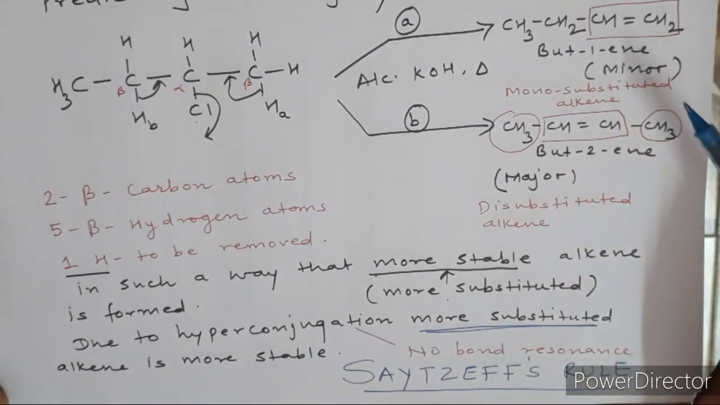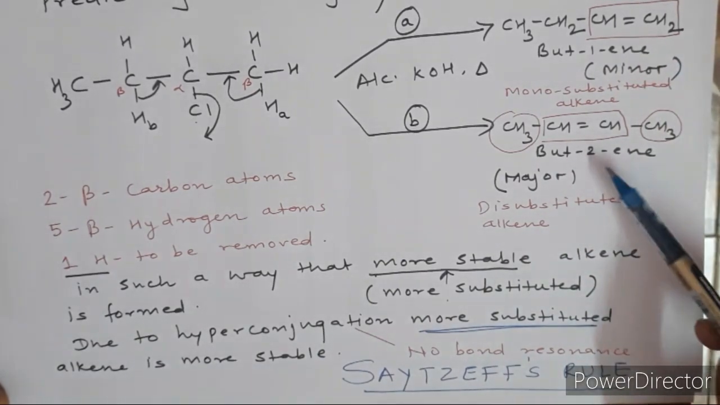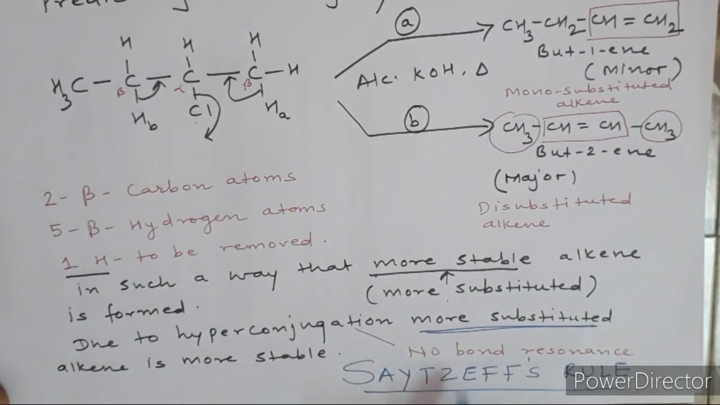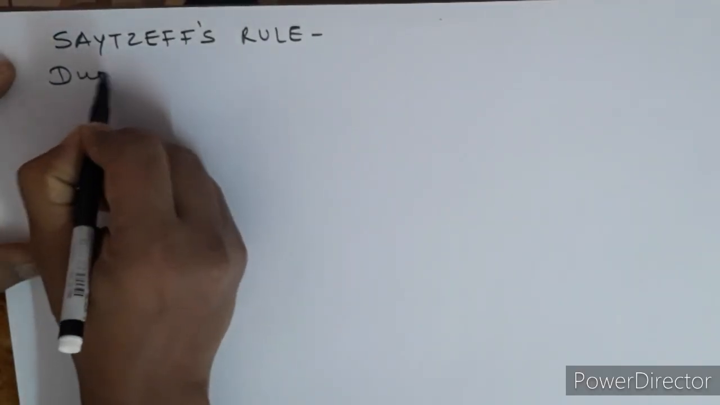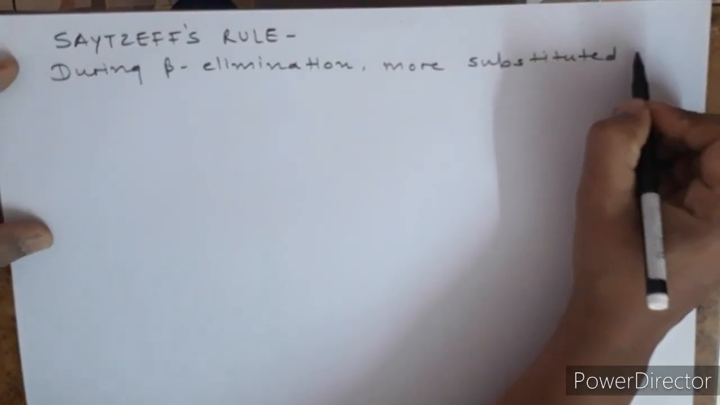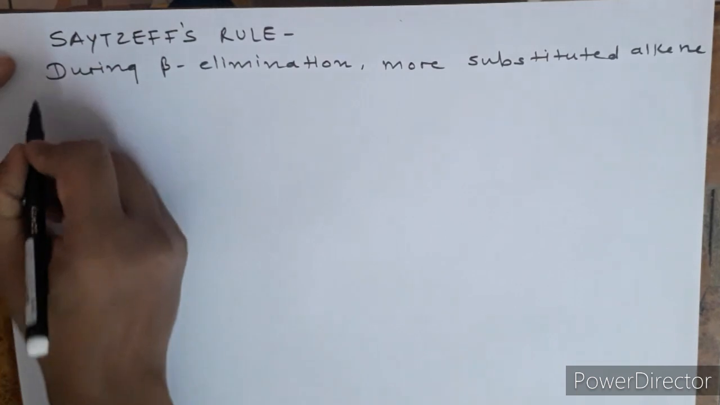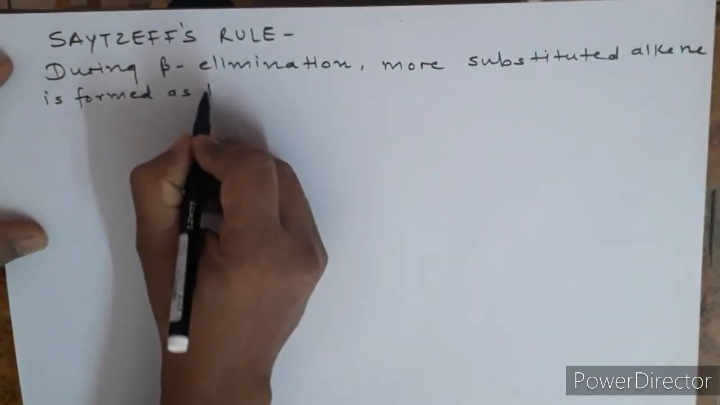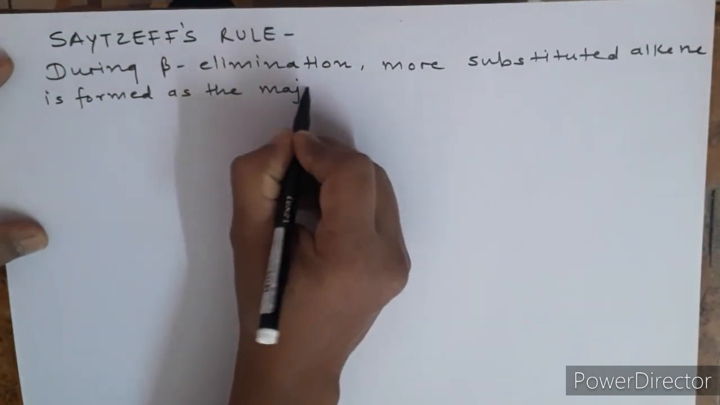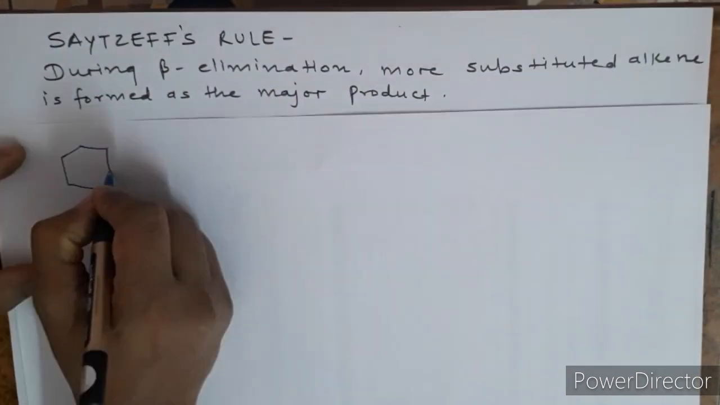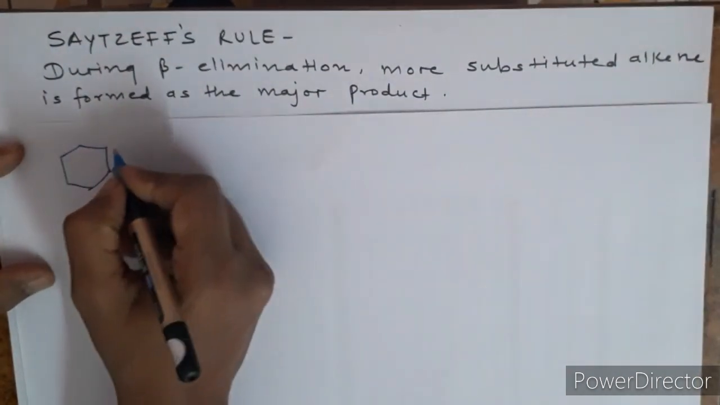This famous rule is called Saytzeff's rule. Okay, let us see this rule now properly. What is Saytzeff's rule? In short, we can say that during beta elimination reaction, the more substituted alkene is formed as the major product. So you may remember this for your exam. S for Saytzeff's, S for substituted. So it's very easy to memorize. Let us take a good example over here.